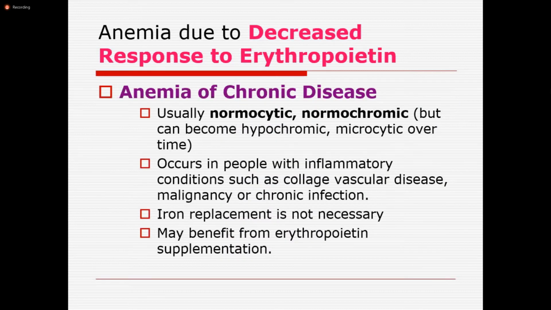Anemia due to decreased response to erythropoietin. Again, anemia of chronic disease is also a feature. Usually normocytic normochromic anemia, that is, MCV is between 80 and 100. It occurs in people with inflammatory conditions such as collagen vascular disease, lupus, rheumatoid arthritis, and inflammatory muscle diseases. Iron replacement is not necessary, and they may benefit from erythropoietin supplementation. But again, before giving erythropoietin, the iron and other contents need to be replaced or should be sufficient in order to give a proper response. Next, please.